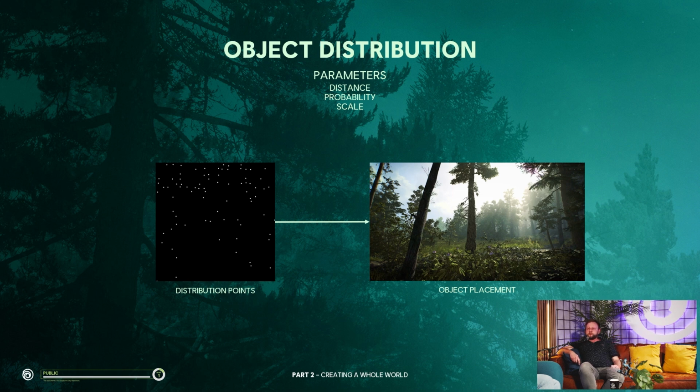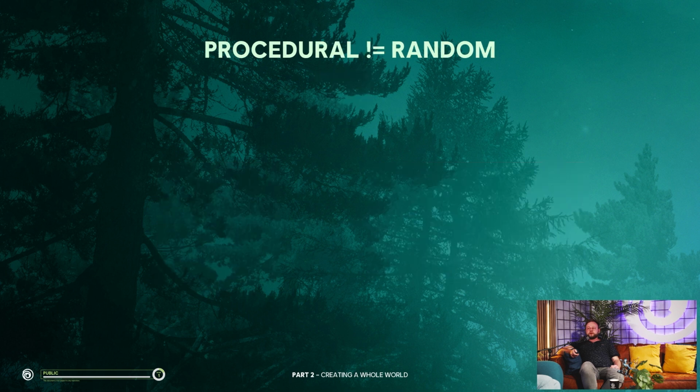You can use a couple of other parameters like maximum slope. So trees are not placed on really steep areas like cliffs or mountains. And using that data, you generate a distribution point cloud. So you define points which are then occupied by the object itself. And this is a really simple approach, but you can really go crazy. You can use random, but procedural doesn't mean it is actually random. In fact, it is not.